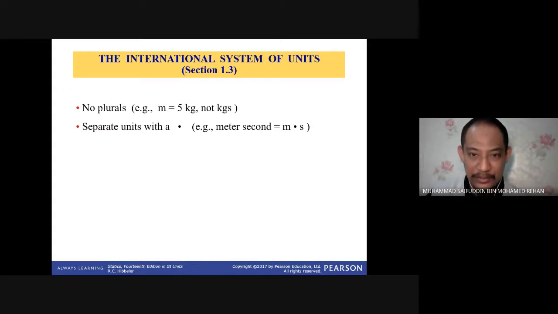Some reminder, there's no such thing as plural, meaning that it's not 1 kilogram, 5 kilograms, no such thing. And when you write, it should be clear what you mean, right? So for example here, when you want to write meter second, it should have the dot there, right? Meter m dot s, so meter second. Because if you do not have the dot, you just write ms, we will understand it as millisecond, right? So the way you write is important.